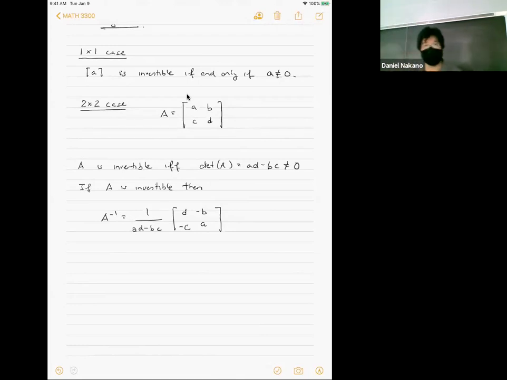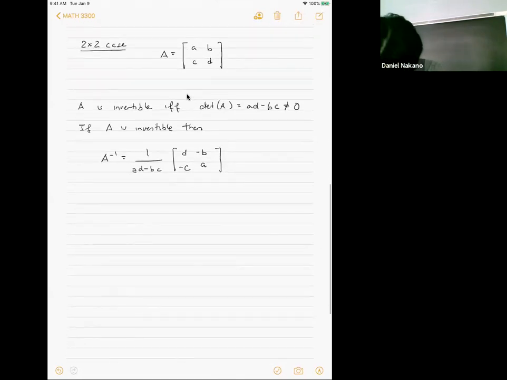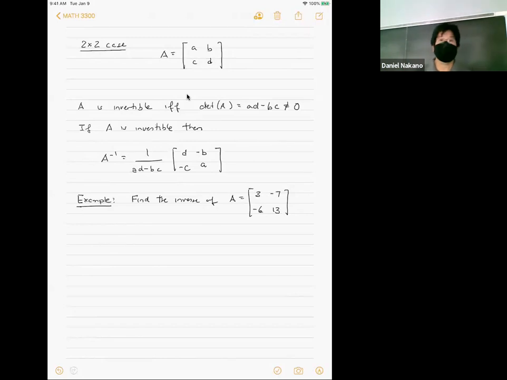All right, so let's do some examples. Okay, so I want you to find the inverse of the following matrix. A equals 3, -7 and -6, 13. Okay, so first of all, to find the inverse, we're just going to use the formula right above the example.